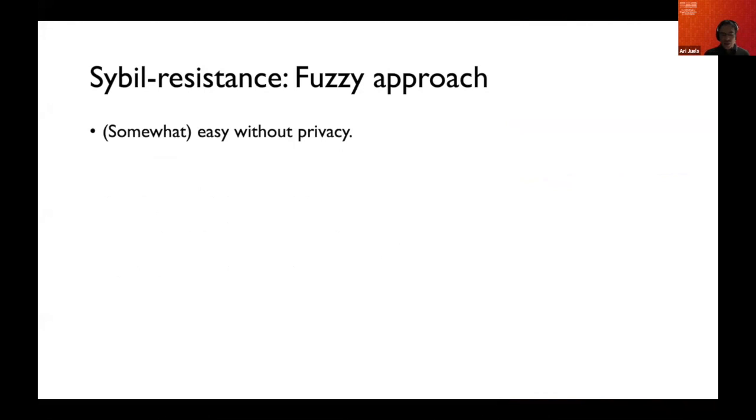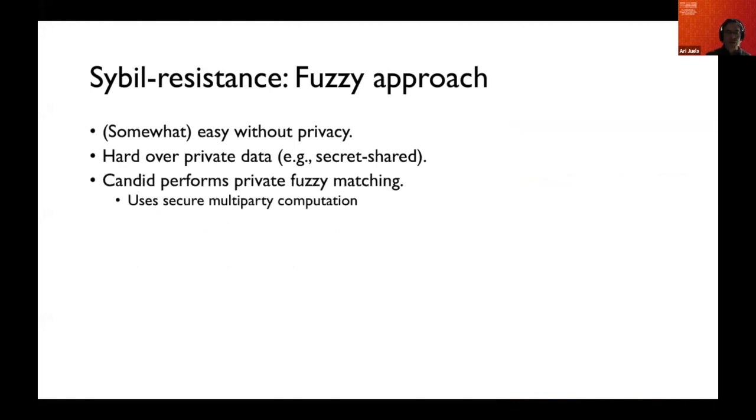Now, computing edit distance between two strings, when you know the strings explicitly, is fairly easy. But doing this over private data turns out to be rather hard. If the names over which you want to do the fuzzy matching are secret shared, then you encounter a substantial technical challenge. And this is one that we address in Candid using secure multi-party computation.